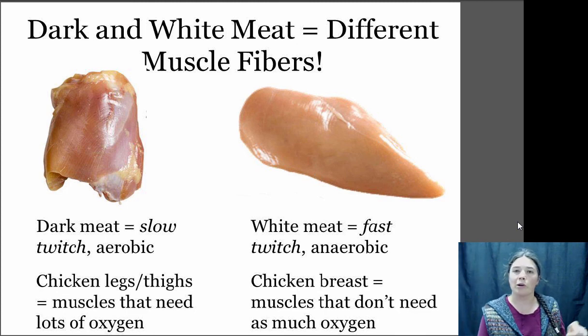If you look at a different bird, like a duck, for example, that spends a lot of its time swimming with its legs, but also migrates thousands of miles using its breast muscle, it has dark muscle both in its leg and in its breast.